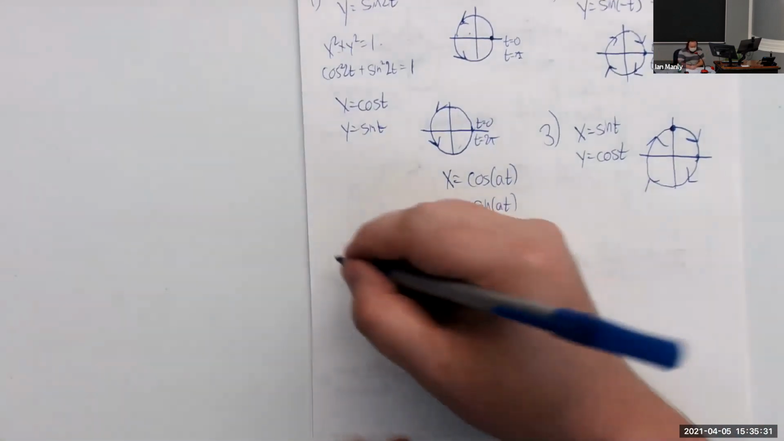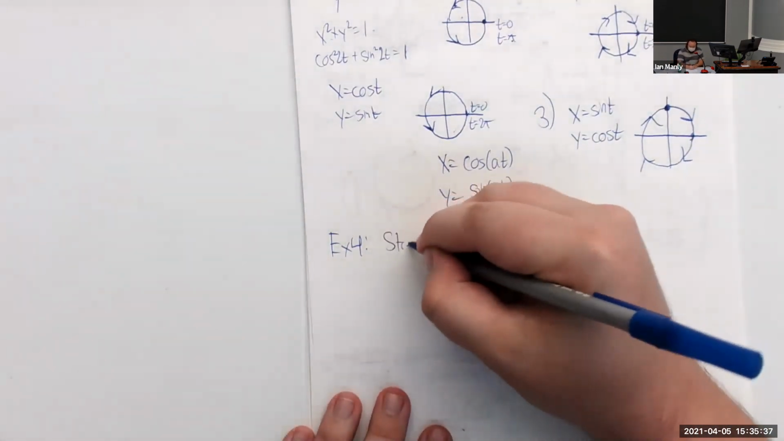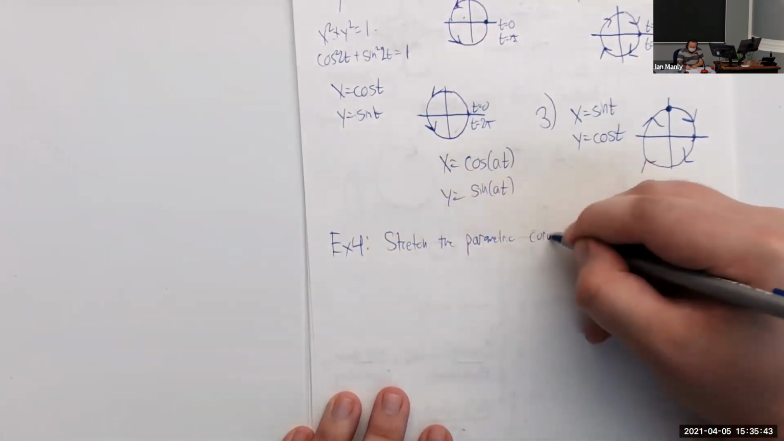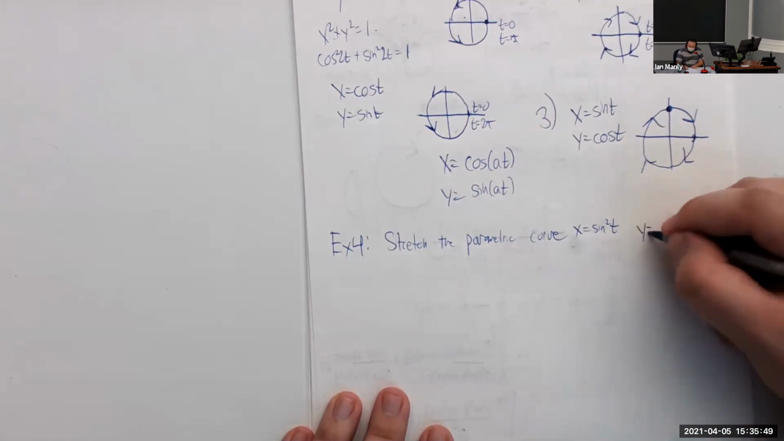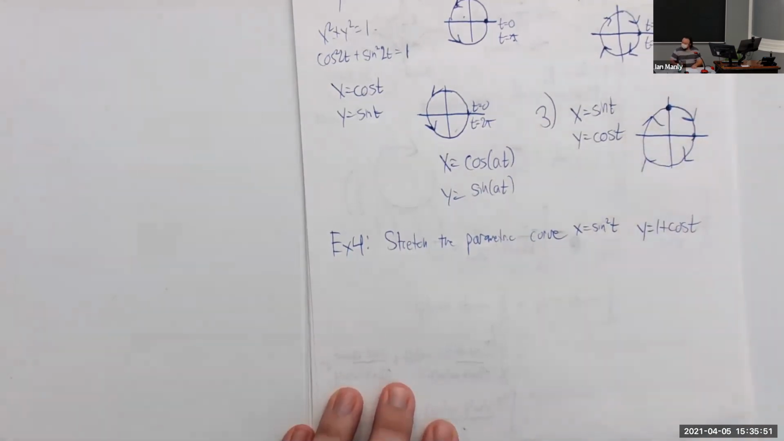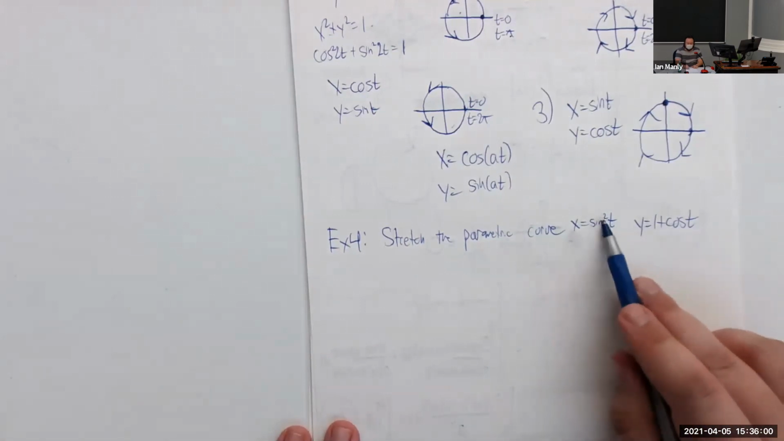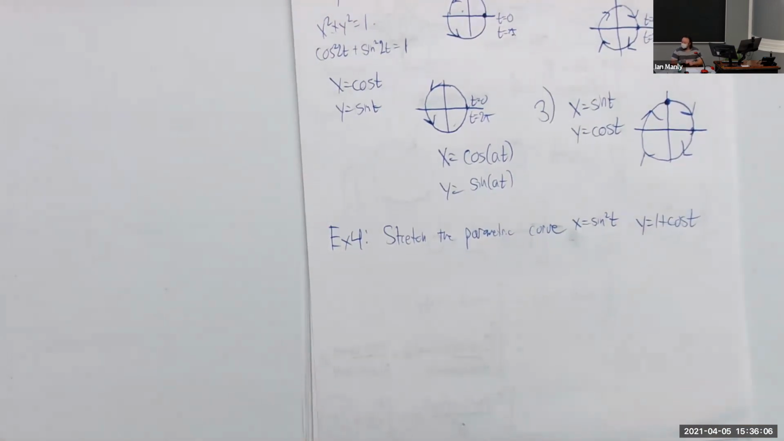Well, here's something that is a little bit less familiar. So what we're going to do for example 4 is sketch the parametric curve: x is sine squared of t, and y is 1 plus cosine of t. Okay, so this won't just be a circle, because if this were just sine of t, it would have been a circle. But since it's sine squared, it doesn't really match up nicely with this right here. So this isn't going to be a circle.